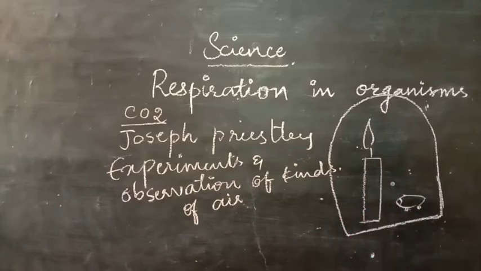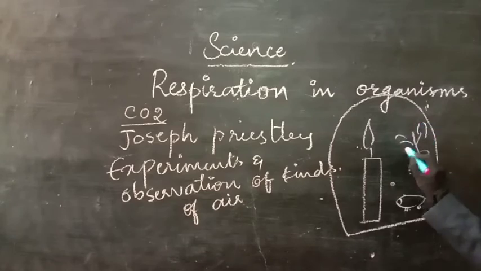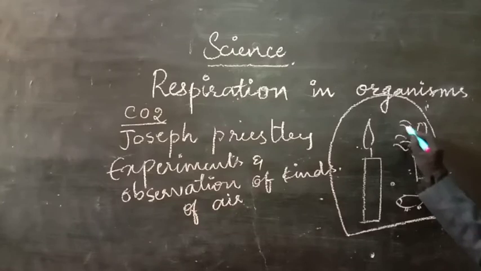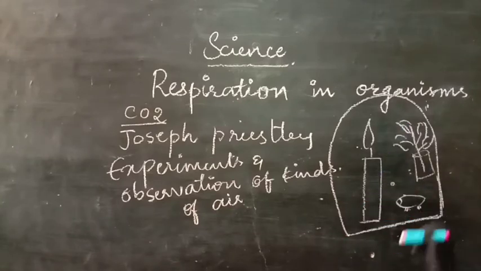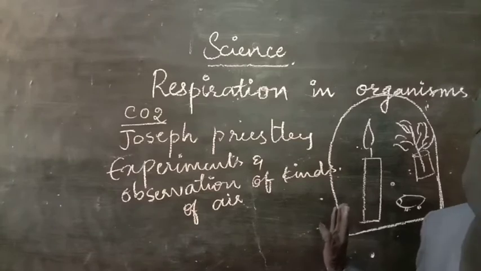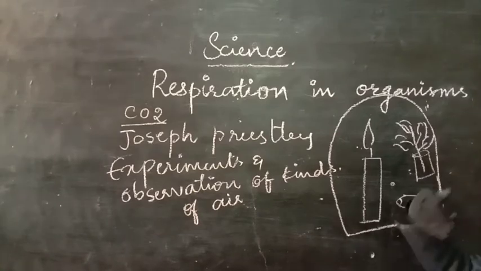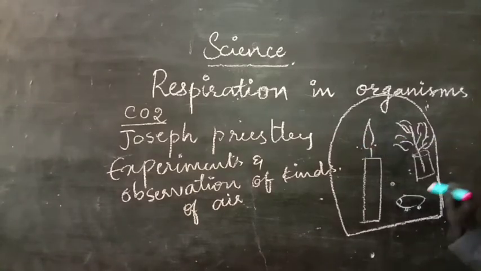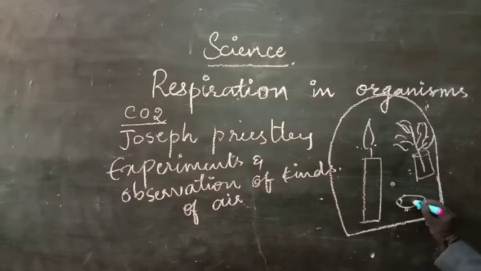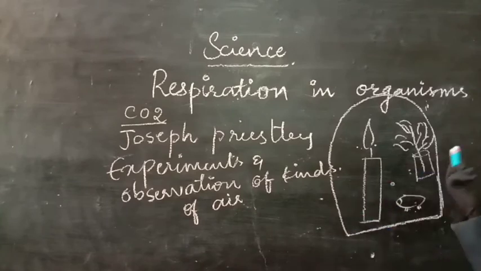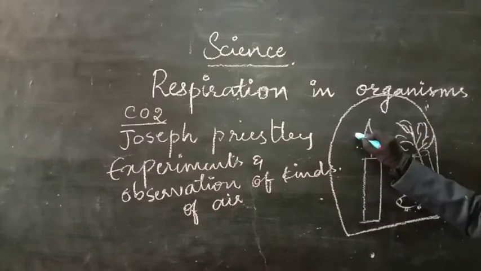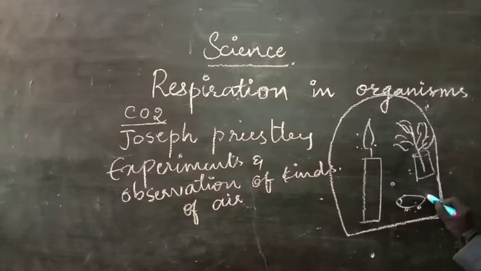Now, in the third step, he introduced a plant, a mint plant, in the bell jar which contains the candle and a mice. He observed that even after some time the candle kept on burning, and the mice was also alive. It was not feeling suffocated, it did not die. So from this experiment he came to the hypothesis that this plant is producing something which helps the candle to burn and the mice to survive.